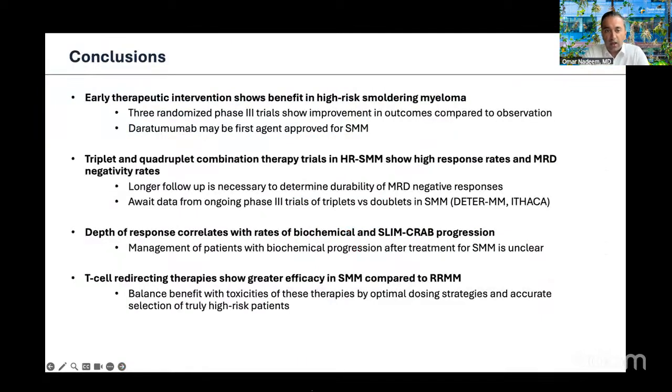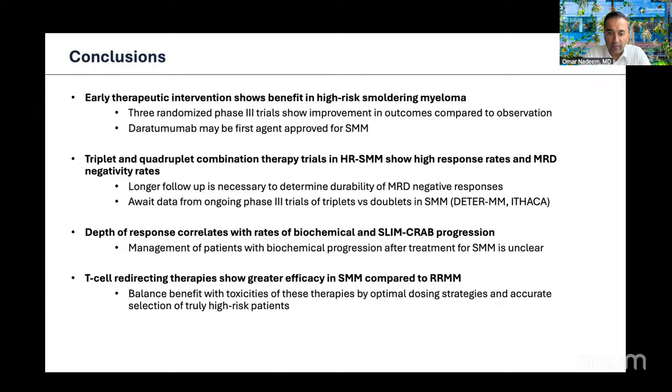So in summary, early therapy in high-risk smoldering myeloma does show benefit. We now have 3 randomized phase 3 trials that show benefit compared to just observation. And daratumumab may be our first agent approved for smoldering myeloma, which I think is very exciting. But I think the story continues. We now have the triplet and the quadruplet combination therapy trials in this space. Preliminarily in the phase 2 studies, they show high response rates and high MRD negativity rates, but again, we need longer follow-up to determine the durability of these MRD negative responses.